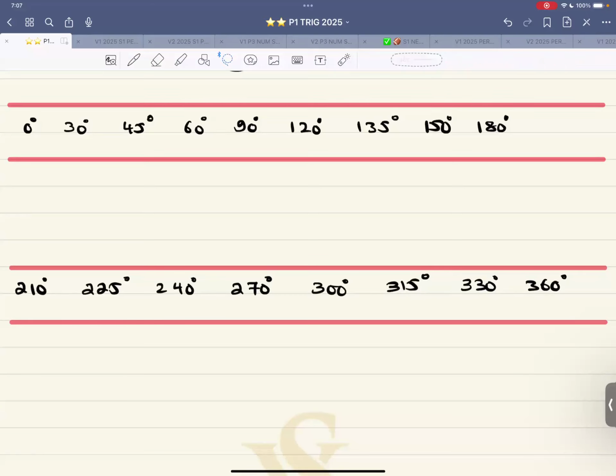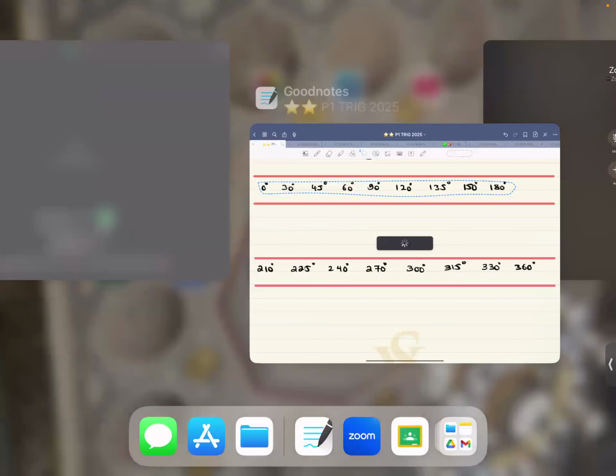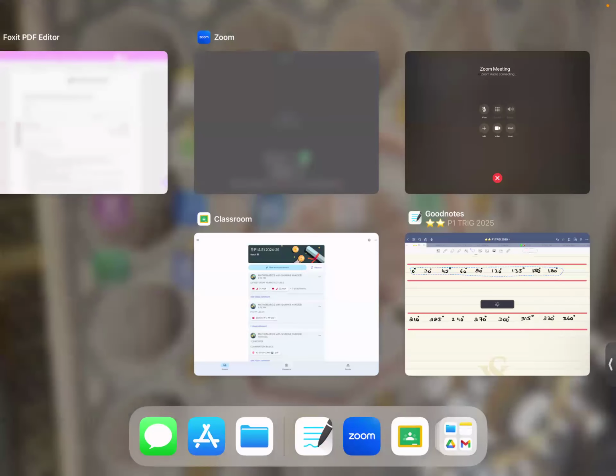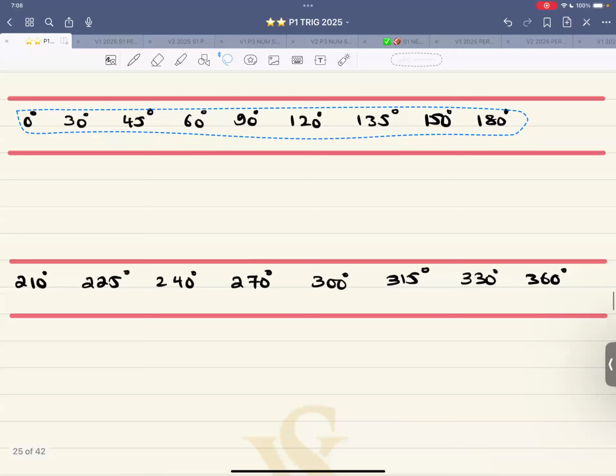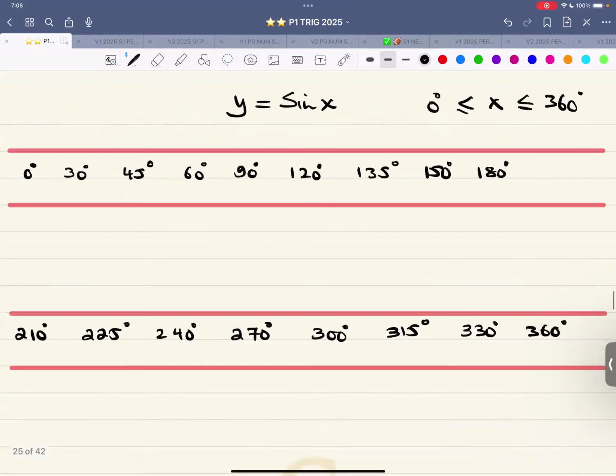So let me just take these values and copy them on the next page. There is some issue. Okay, we will just write it rather than let this create a problem for us.